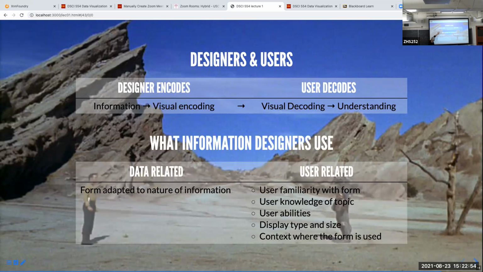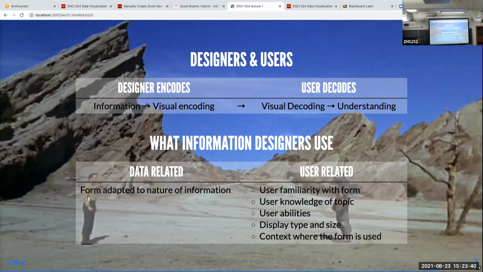In order to encode, you're going to use a certain set of assumptions that you make based upon what you know. What you know is, first, the data, so you're going to adapt the form to the data. If you have geographical data, you're going to pick some maps. Then there are assumptions you make about the person who is going to use the data. What do they know about the graphic form that you're going to choose?